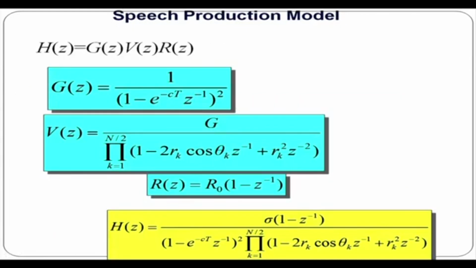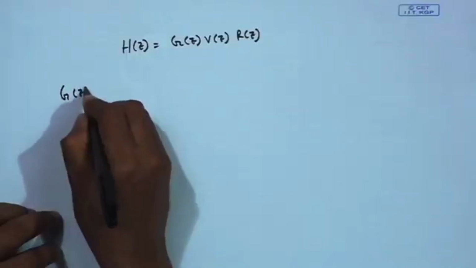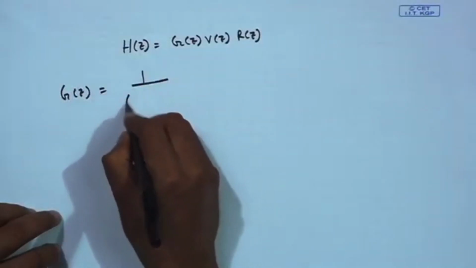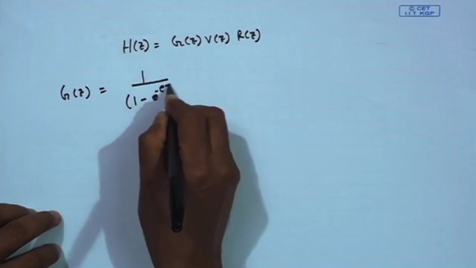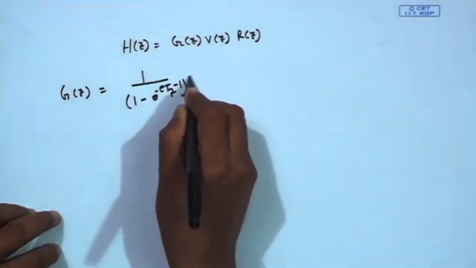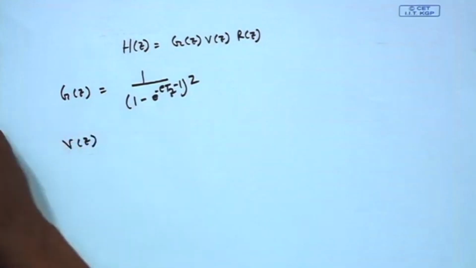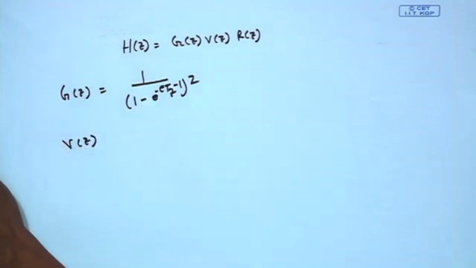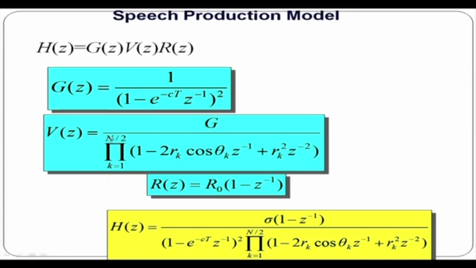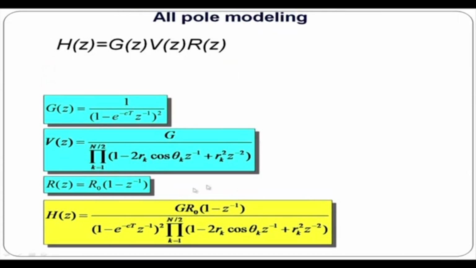If you remember, what is G(z)? G(z) is nothing but a 2-pole model: the glottal pulse can be modeled as 1 over (1 minus e to the power minus cT z to the power minus 1) squared. Okay. And V(z), you have already seen, if there are N junctions, is a product from k equal to 1 to N by 2, and this we have already derived. And radiation is nothing but R(0) into (1 minus z to the power minus 1), a zero, which is derived as the radiation pattern.